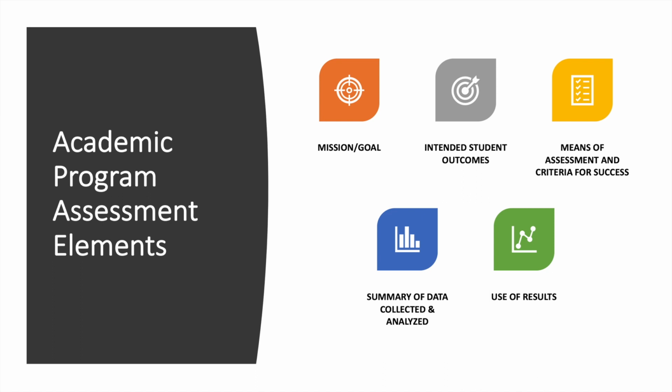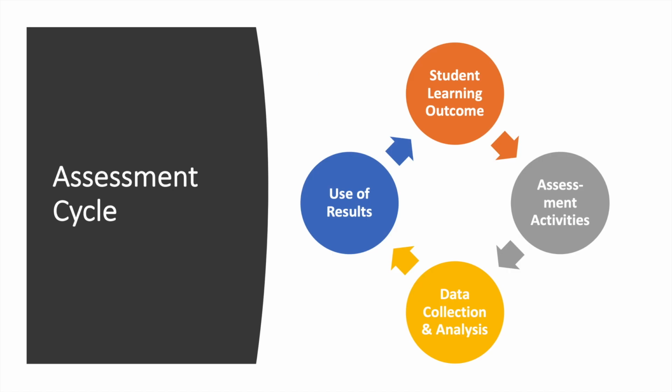For academic program assessment at Coastal Georgia, we require 5 elements for program assessment. They are the program's mission, selective or all student learning outcomes, means of assessment and criteria for success, data collection and analysis, and the use of results. These are also essential elements of an assessment cycle. Our training today will focus on these 4 elements in a complete assessment process.